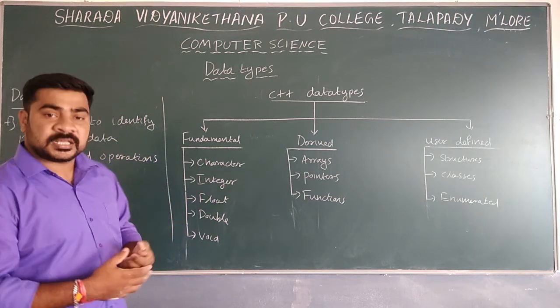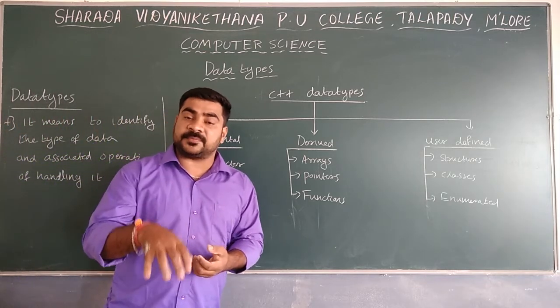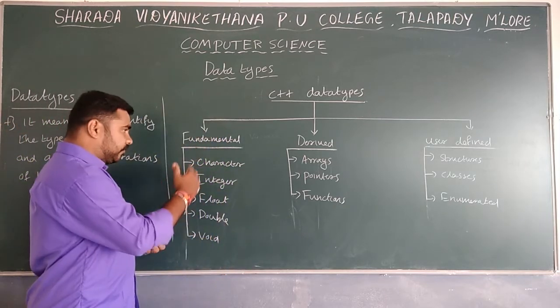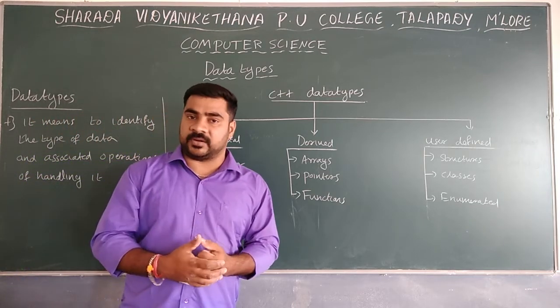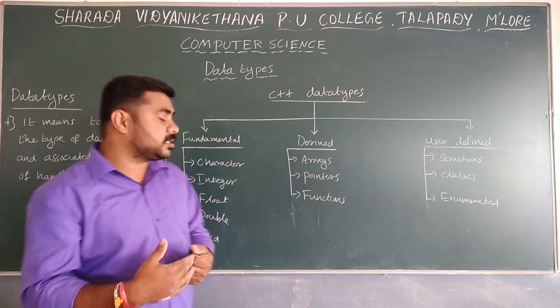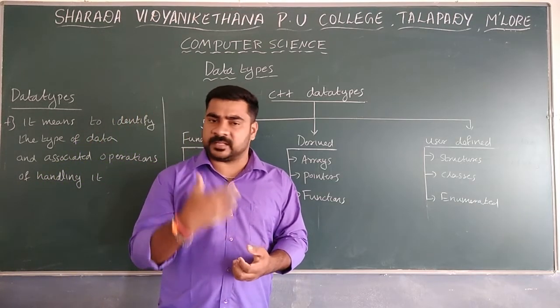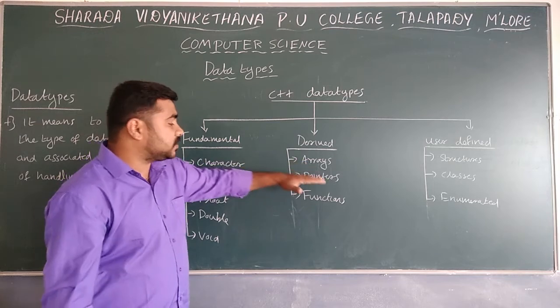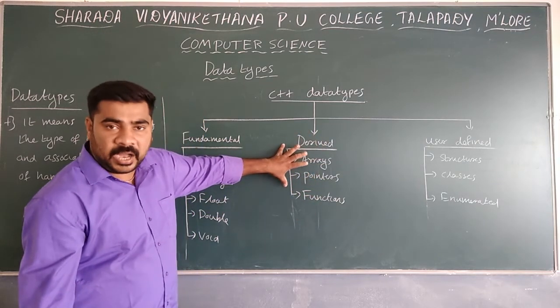The next one here is derived data types. The derived data types are derived from the fundamental. From the fundamental, you can derive new types of data types, that is actually known as derived data types. Here mainly 3 types are there: arrays, pointers and functions. Not only 3, one more type is also there, that is references, and we will explain that one. Arrays, pointers and functions are the derived data types.